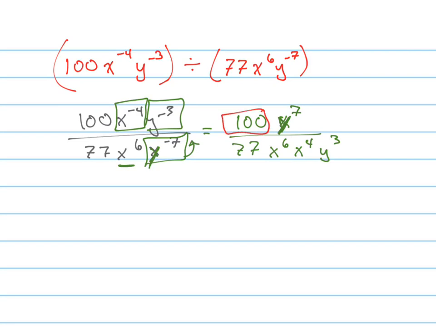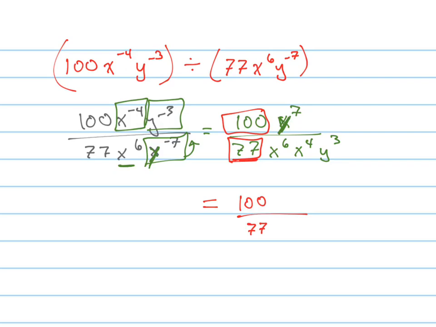Can I cancel any of these out? That's just 5, 2, 5, 2, right? 25 and 4. This is just 7 and 11, 7 times 11. So those don't cancel out. So my numbers are going to stay as 100 over 77.